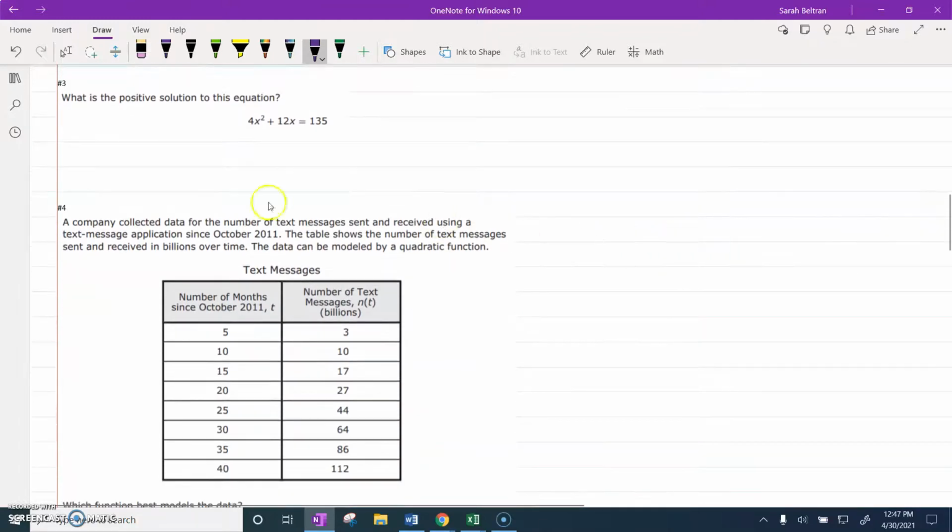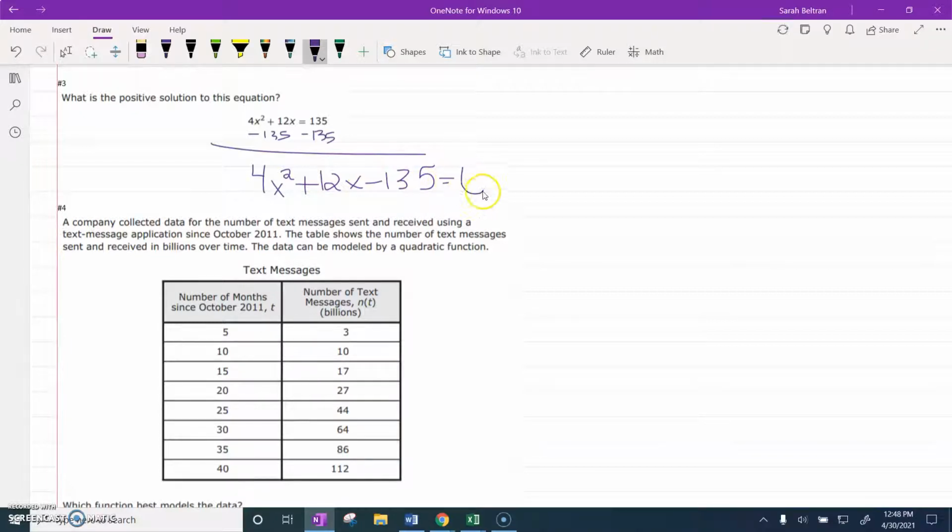For number 3, it says, what is the positive solution to this? Again, you will have to get it in standard form first. So you have to minus the 135 on both sides. When you do that, you get 4x squared plus 12x minus 135 equals 0. So what you're going to do is graph this, and then find which one is the positive solution. Go ahead and find the positive solution.